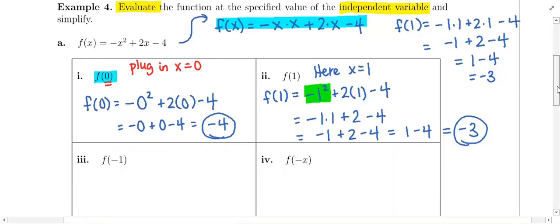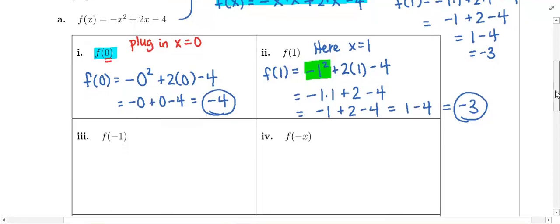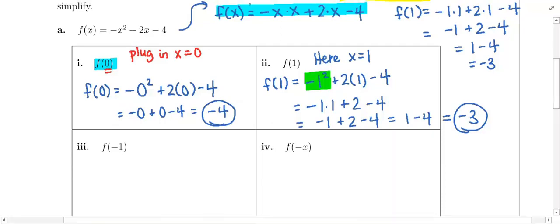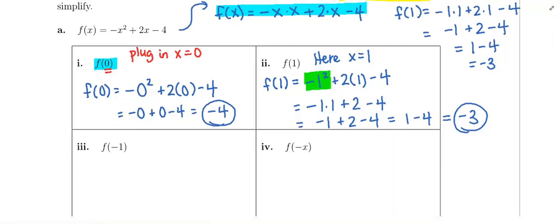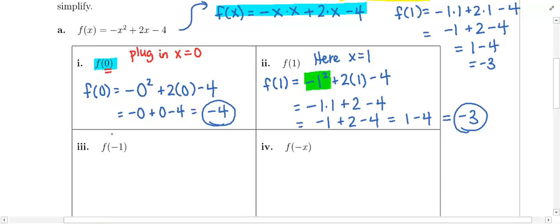Okay, let's move on to part 3. We've got the same original function, but we're going to plug in negative 1 for x. Okay, so let's do this. I'm going to use the blue statement, where I broke the original function down just to make it easier to handle the exponents. Everywhere I see an x, I need to replace it with negative 1. Okay, so here we go.